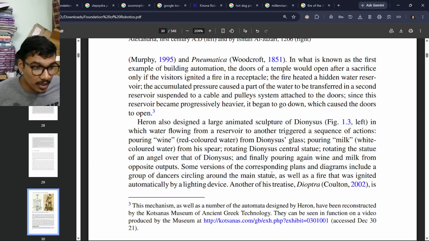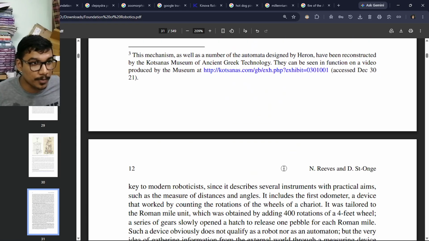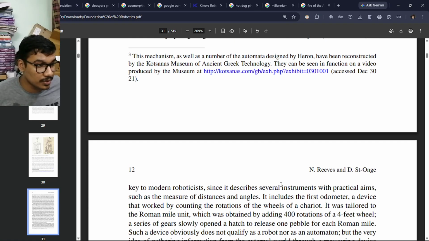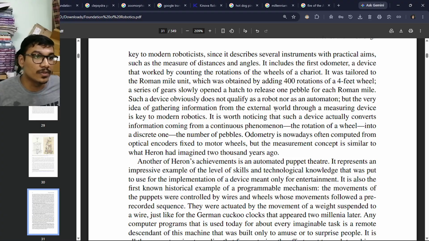Another of his treatises, Dioptra, is key to modern robotics since it describes several instruments with practical aims.